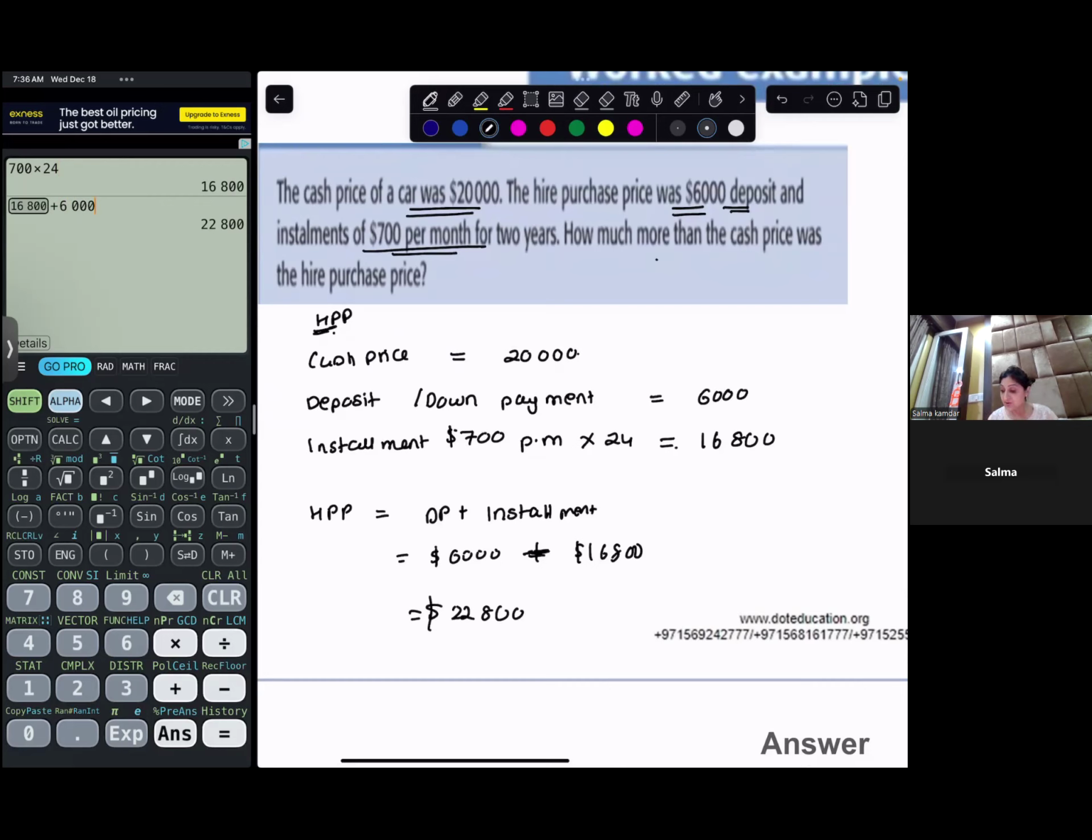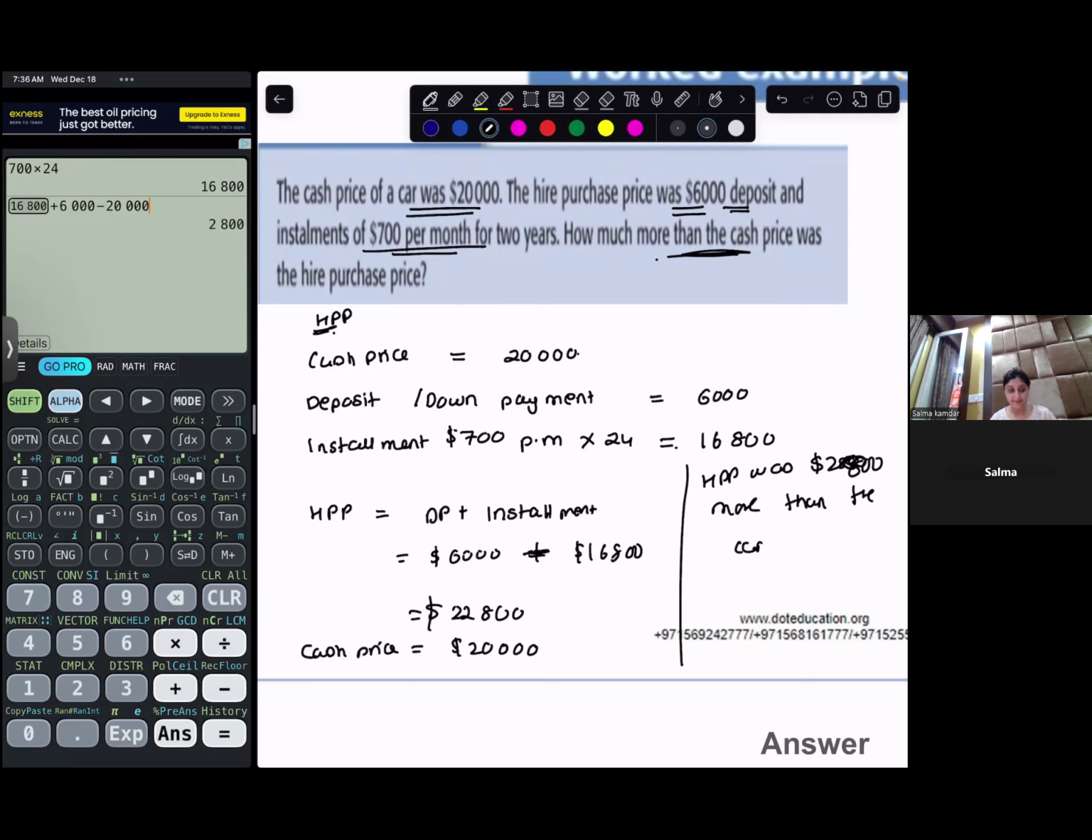How much more than the cash price was the hire purchase price? Cash price was $20,000. So how much more than the cash price was the hire purchase price? So the hire purchase price was $2,800 more than the cash price.